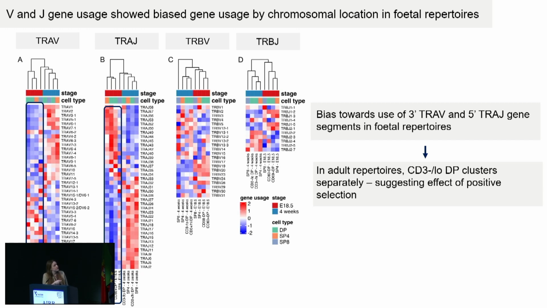And very interestingly, we noted that there was a bias towards the use of the 3' TRAV and an increase in the 5' TRAJ segments in the fetal repertoires. Also in adult repertoires, the CD3 negative low double positive, so these are cells that should not have gone through positive selection at this stage, while CD3 positive double positive are the ones that should have already gone through some positive selection, actually cluster separately in these heat maps. So that suggests the effect of positive selection on the V and the J gene usage.